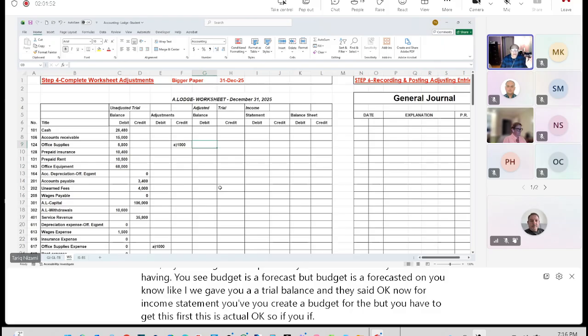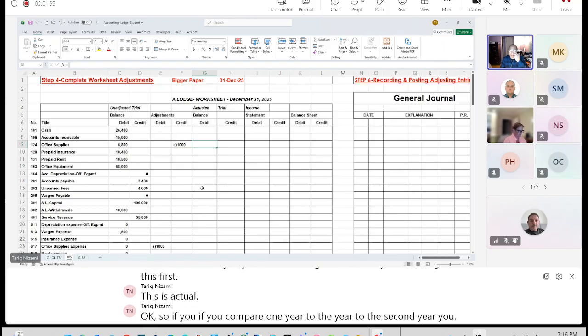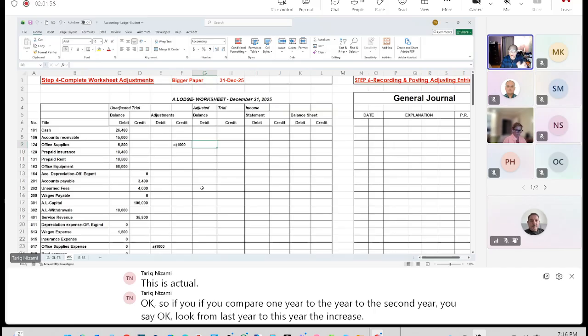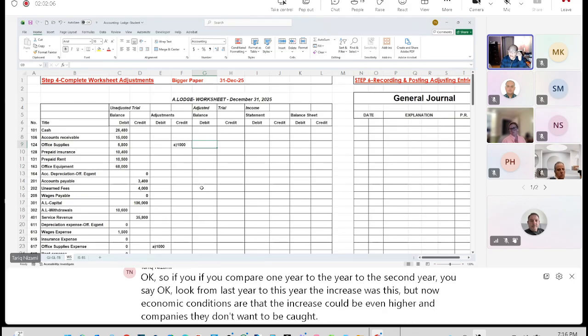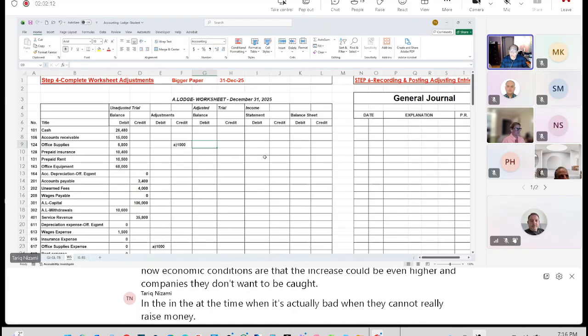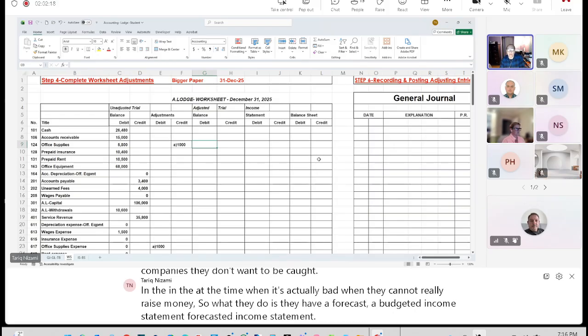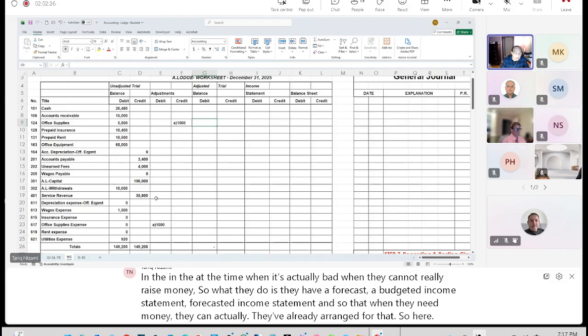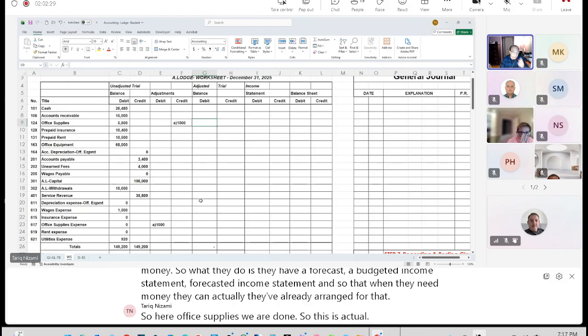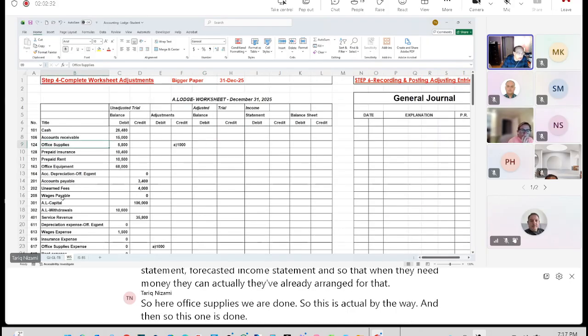So if you compare one year to the second year, you say, okay, look, from last year to this year, the increase was this, but now economic conditions are that the increase could be even higher. And companies don't want to be caught at the time when it's actually bad, when they cannot really raise money. So what they do is they have a budgeted income statement, a forecasted income statement, so that when they need money, they've already arranged for that. So here, office supplies, we are done. So this is actual, by the way. And so this one is done, all supplies.